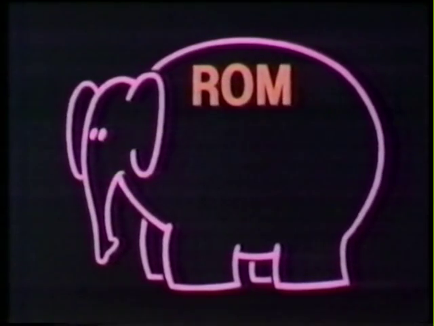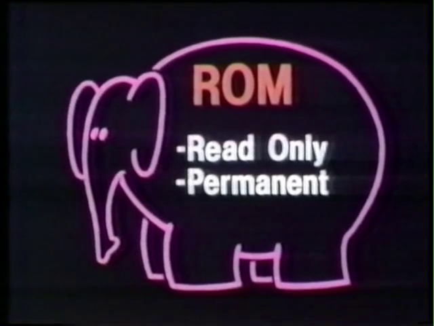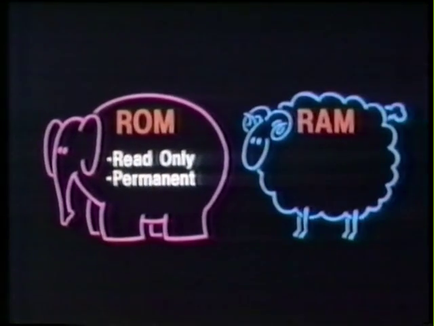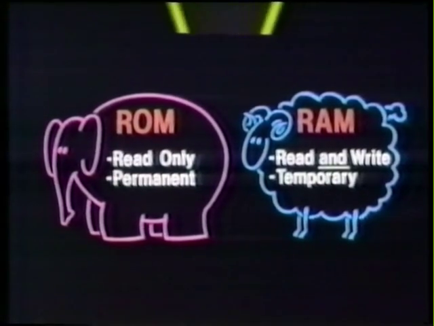So ROM is read-only memory, and it's permanent. It never forgets. Whereas RAM is both read and write memory, and it's temporary. It forgets at the flick of a switch.